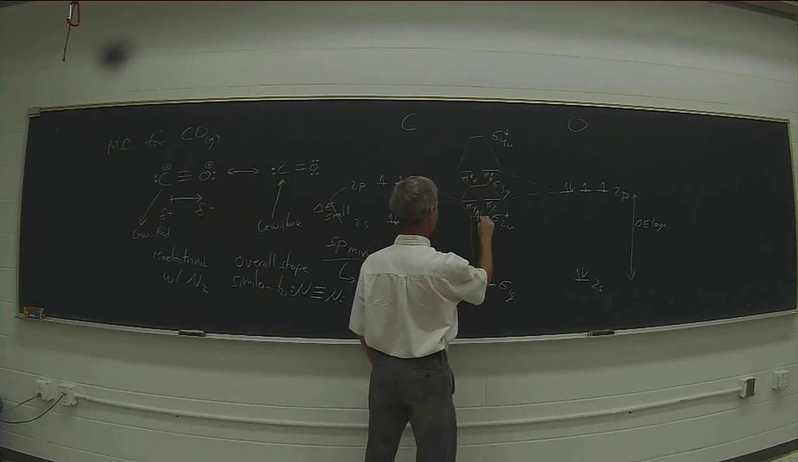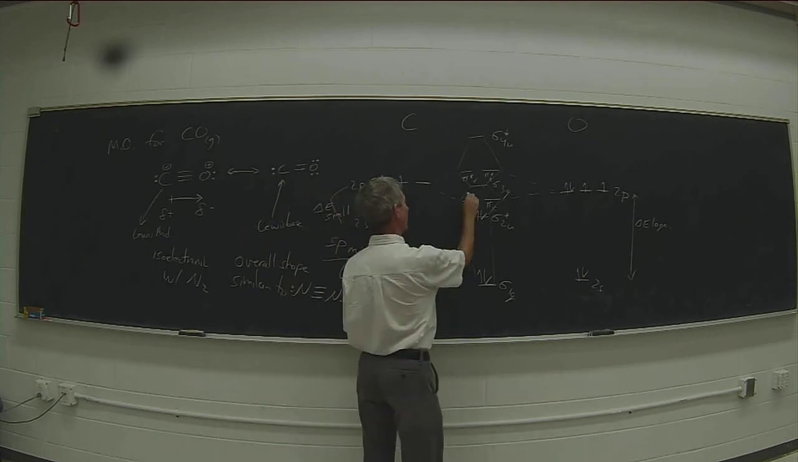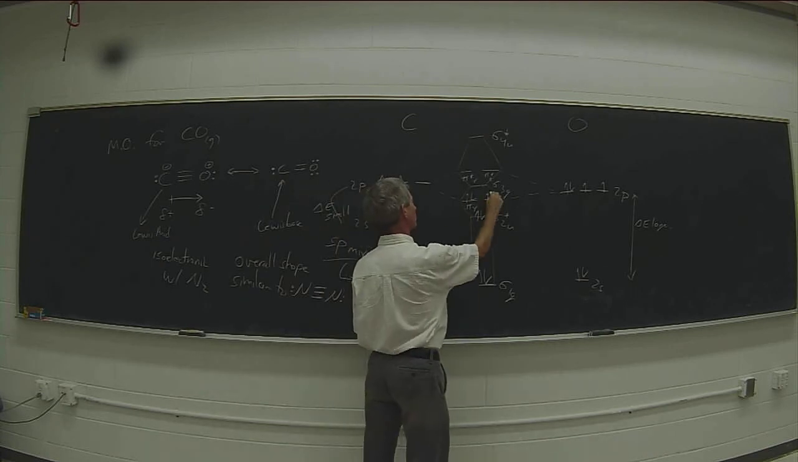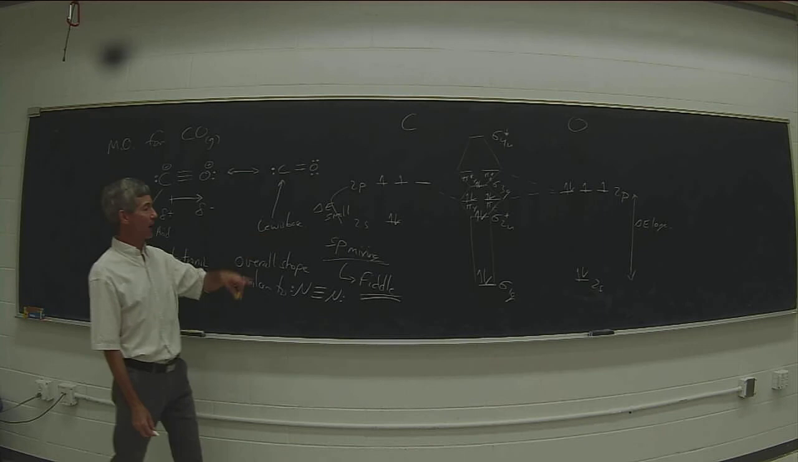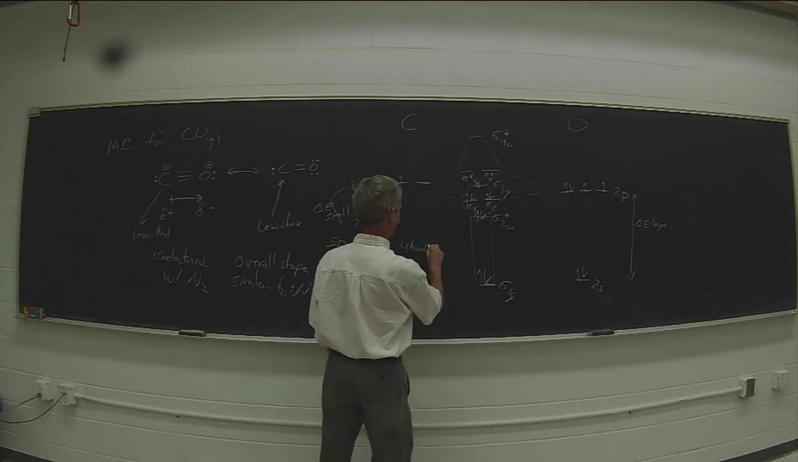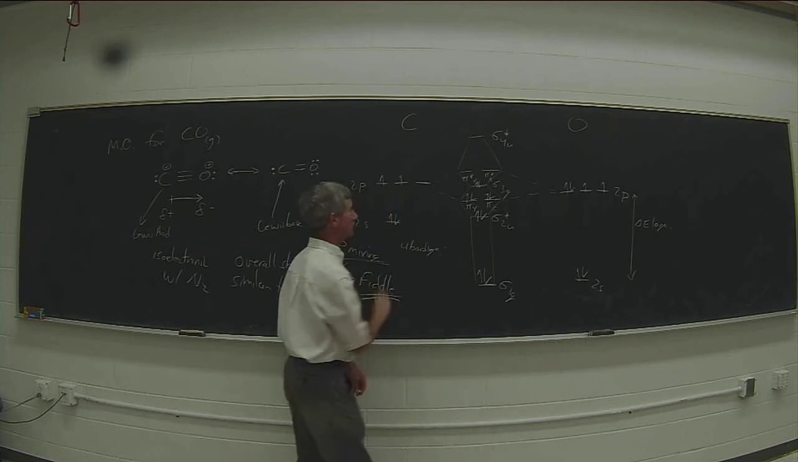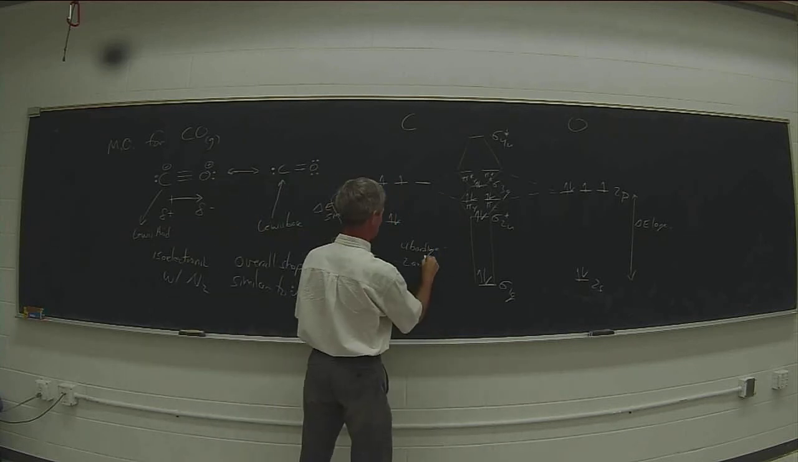And when I fill them, I'll fill sigma 1g first, then 2u, then pi y and pi z, and then sigma 3g will be filled. So there are 6 bonding electrons and only 2 anti-bonding electrons.